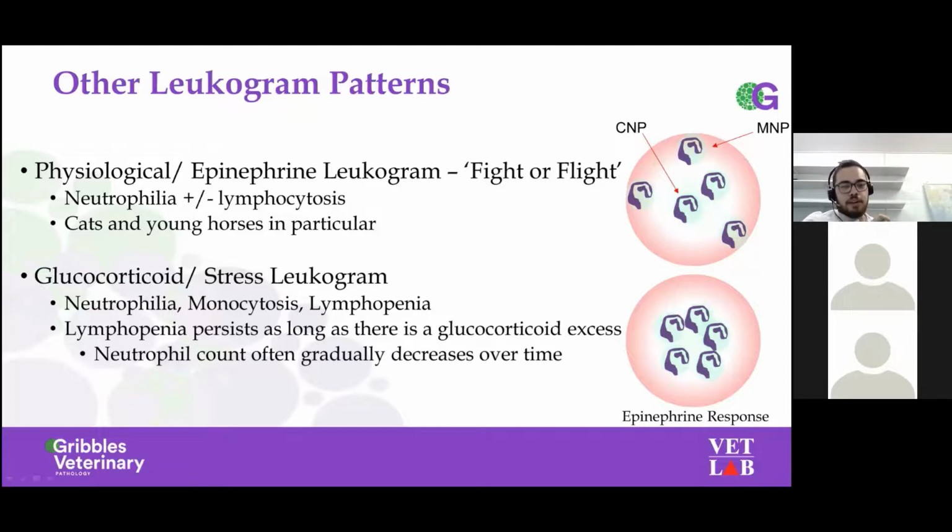And the pattern you would tend to see is a neutrophilia as well as a lymphocytosis. You can see a neutrophilia and lymphocytosis with more chronic inflammation or antigenic stimulation, but it's pretty uncommon to see that. The next, and probably the one people are more familiar with, is a glucocorticoid or stress leukogram, which typically you would see with a neutrophilia, a monocytosis, and a lymphopenia.